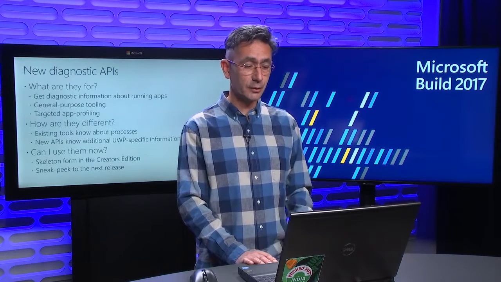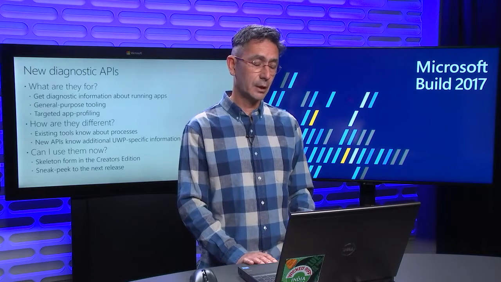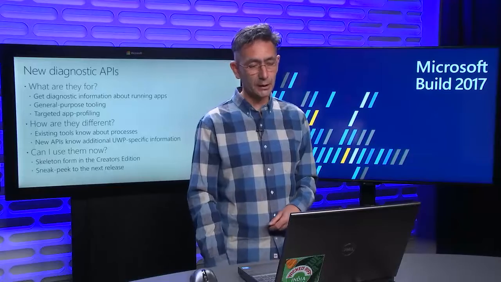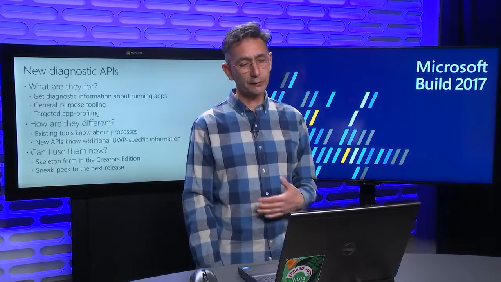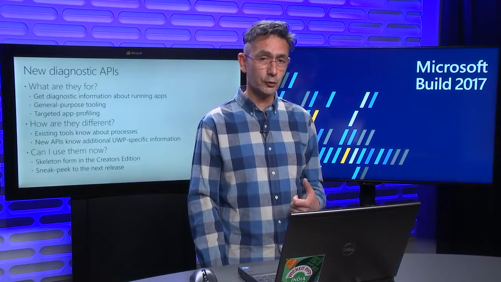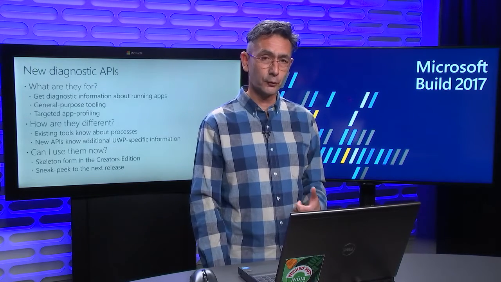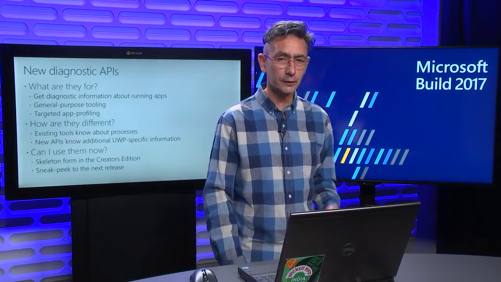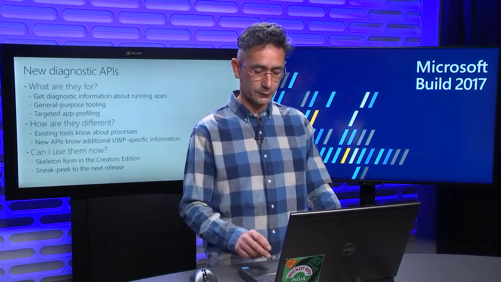So you can use the APIs now, you can get a list of running apps, you won't get very much information about the apps. But in the upcoming release, we're obviously fleshing out that information so that there'll be more data that you can get, more interesting types of data that you can get for the running apps. And in this session, we're going to look at both. We're going to look at what you've got in the Creators Edition and what's coming up next.